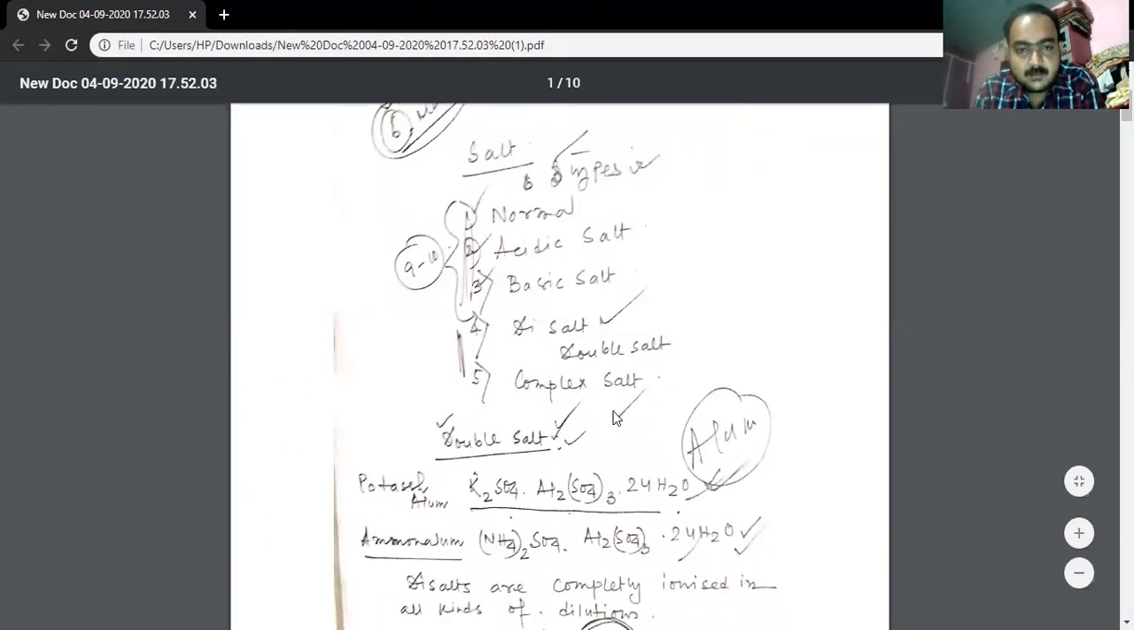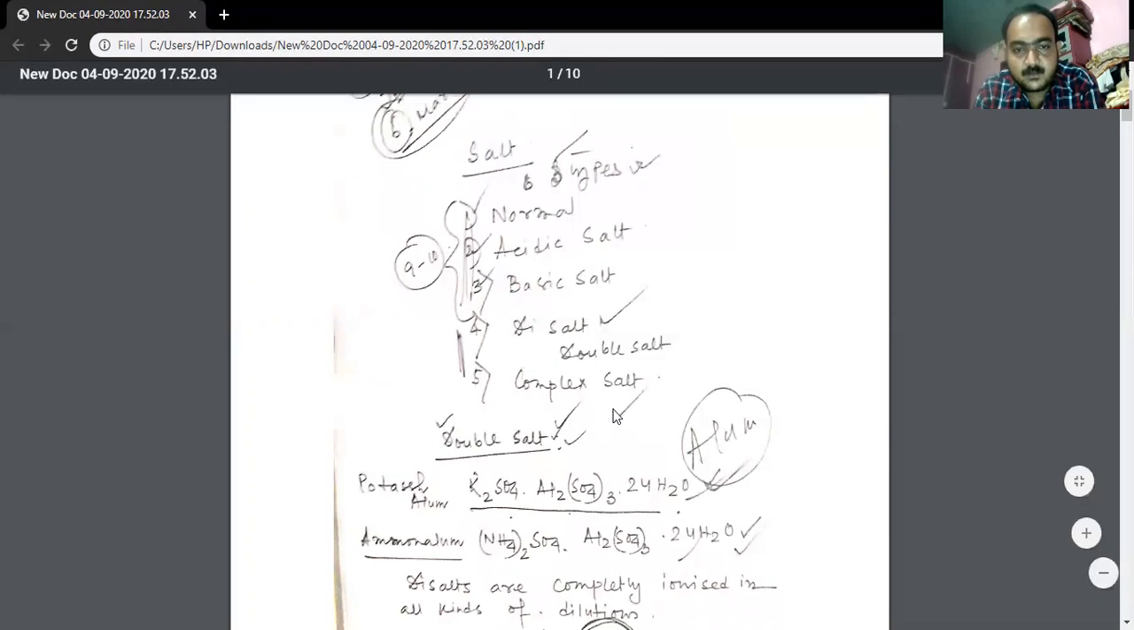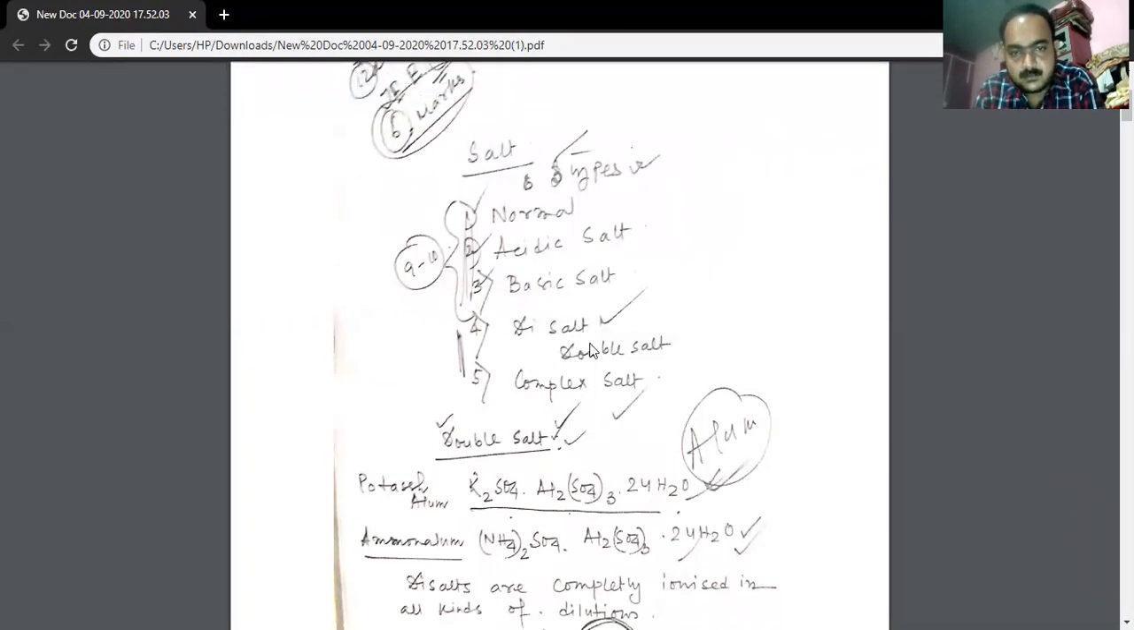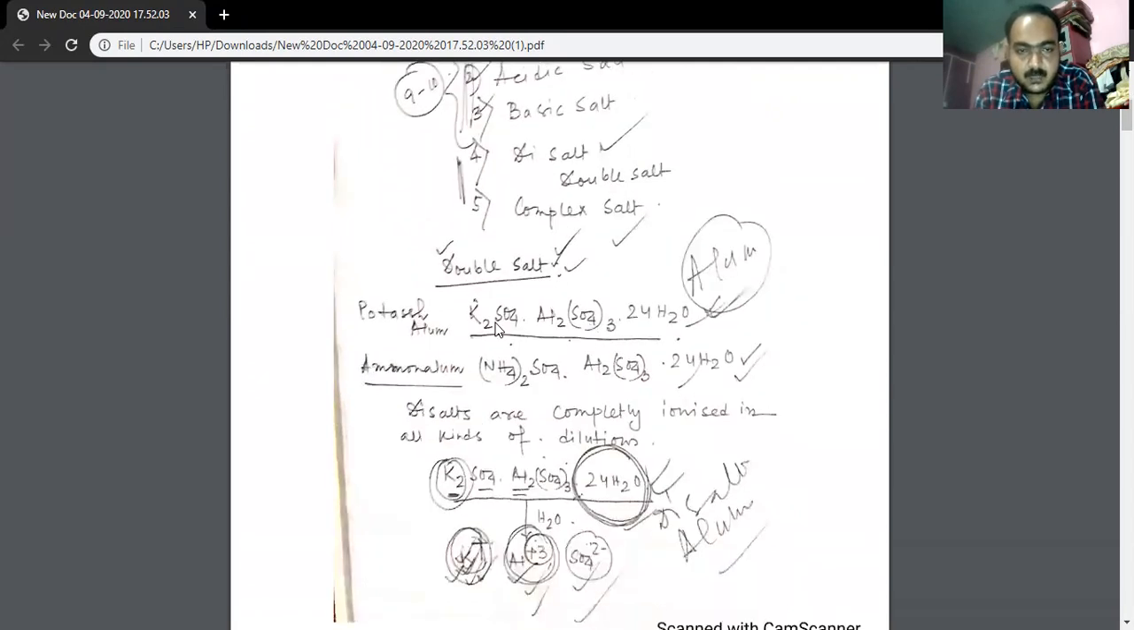So at first, before starting, we should talk about double salts. This is also very important. I have given an example here, that is K2SO4.Al2(SO4)3.24H2O. As we know, this is known as alum or potash alum. Potash alum is a double salt. Or we can write another example, that is ammonium alum. This is another example of a double salt.